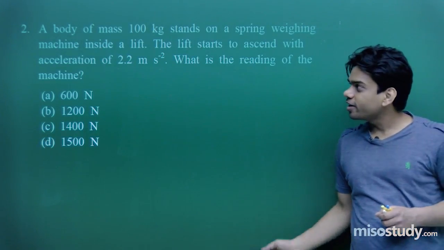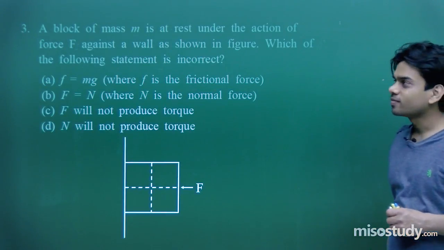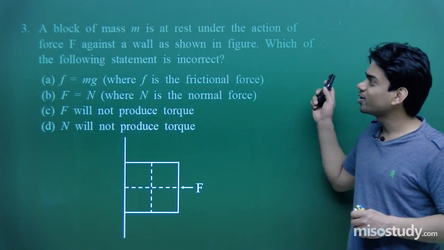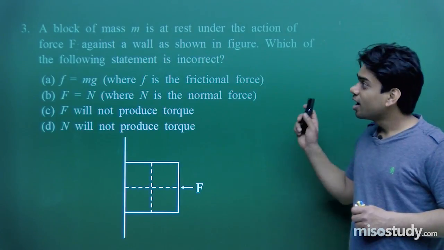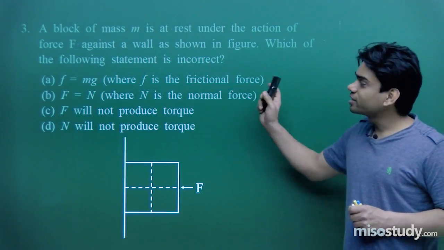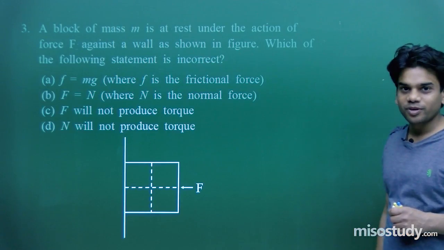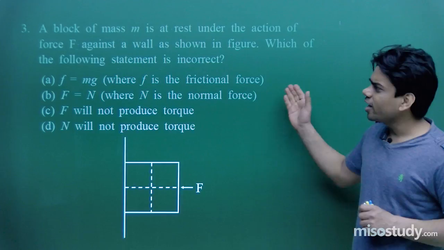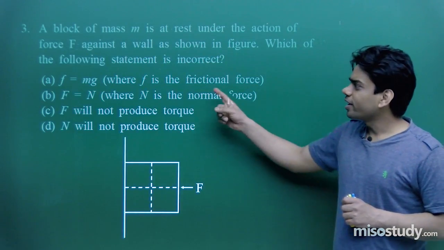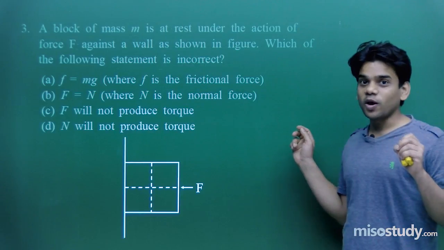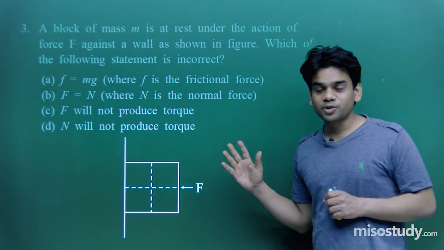Next question of the day, we have question number 3. A block of mass small m is at rest under the action of force capital F against a wall as shown in the figure. Which of the following statements is incorrect? We need to find out which statement is incorrect. Option A: small f is equal to mg, where f is the frictional force. Given the frictional force in terms of small f, it is given as mg.